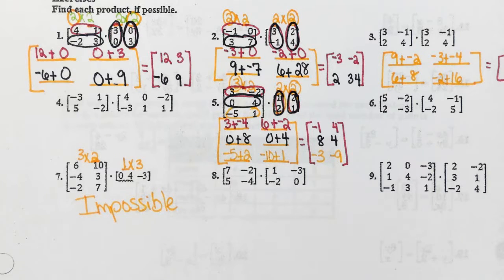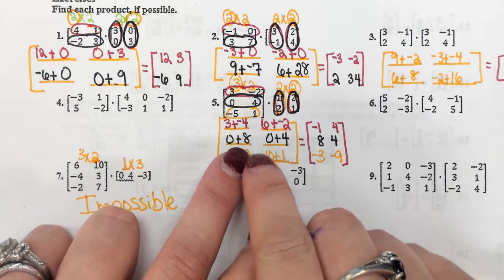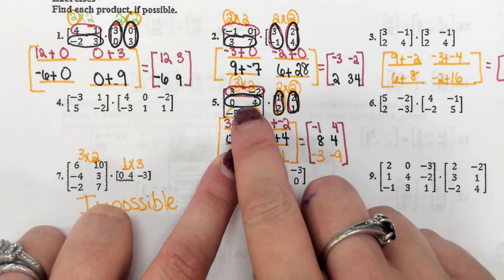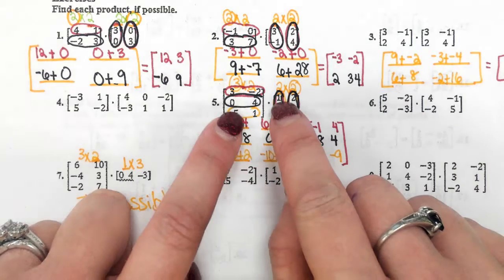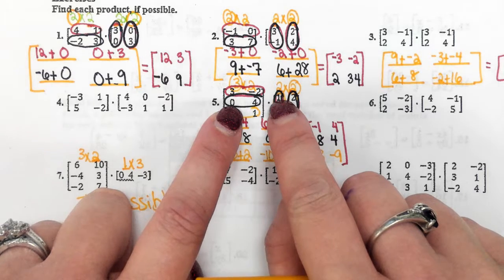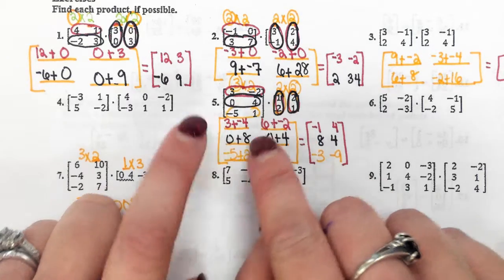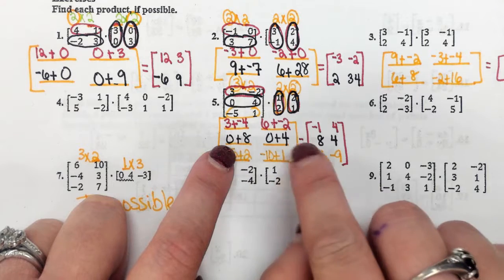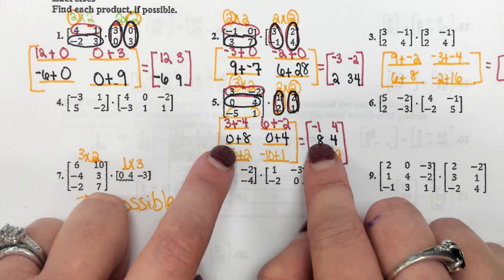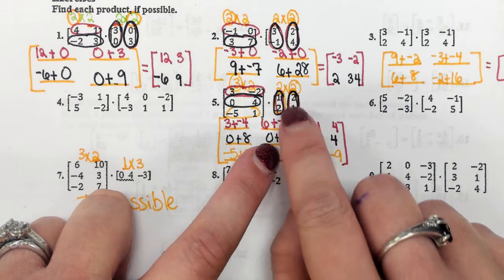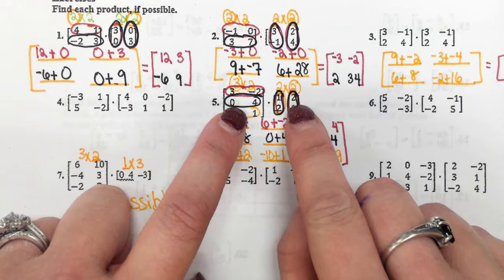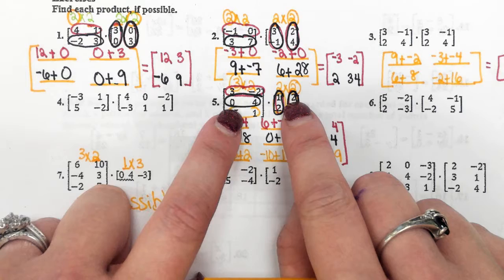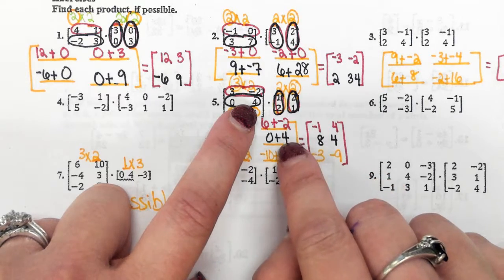The second and third row. Okay, so this is in the second row, so I use 0, 4. It's in the first column, so I use 1, 2. So 0 times 1 is 0, 4 times 2 is 8. Add them together and you get 8. All right, this guy's in the second row, the second column. So I use 0 and 4, and 2 and 1. So 0 times 2 is 0, 4 times 1 is 4. You get 4.